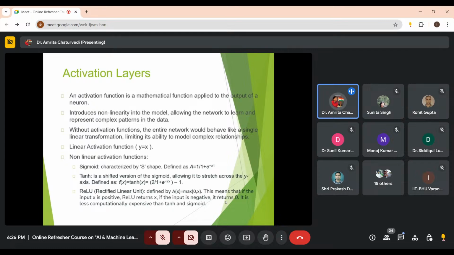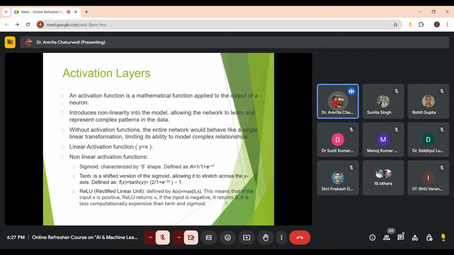A linear activation function can also be used, but it is mostly used for linearly separable data. So generally, non-linear activation functions are used. Many non-linear activation functions we already discussed in yesterday's class. For example, different types of sigmoid functions, which is defined by this equation: a = 1 / (1 + e^(-x)). And tanh, which is a shifted version of sigmoid, allowing it to stretch across the y-axis.